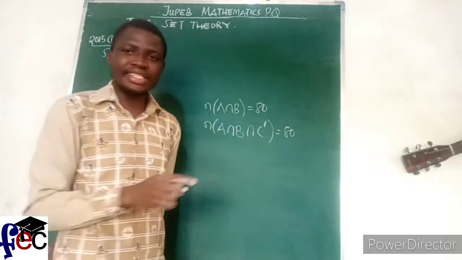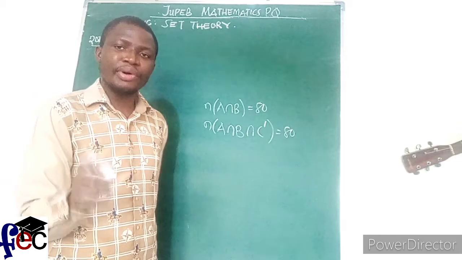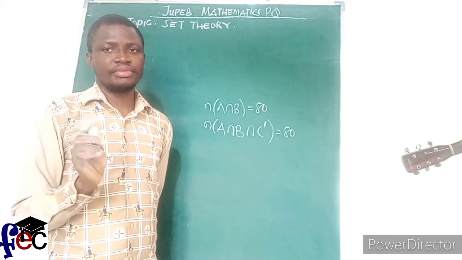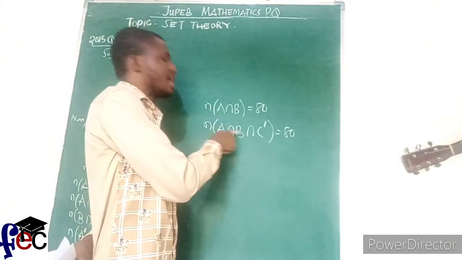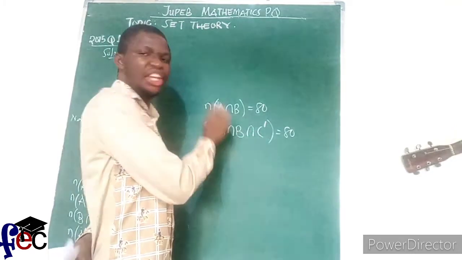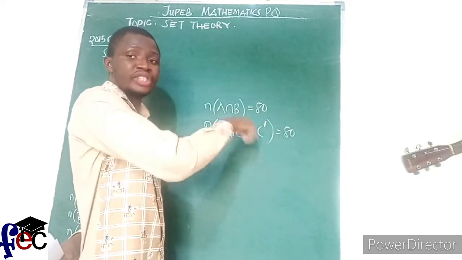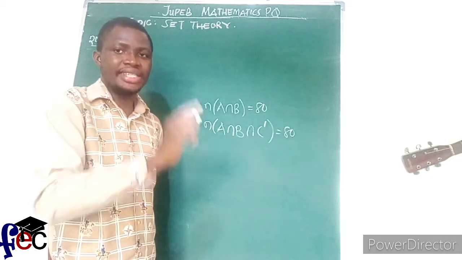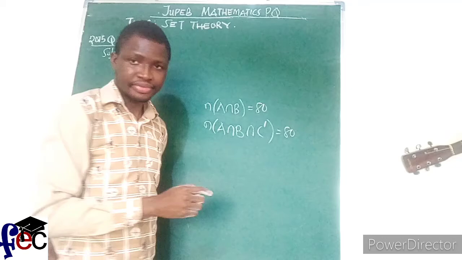Another way they can state it is to tell you that 80 voted for A and B but not C. Okay, so you cannot write it as this. This is A and B but not C. This is A and B only. So this part represents A and B only, or you state it as A and B but not C. But when it is A and B, it's strictly this way. Please don't mix them up.